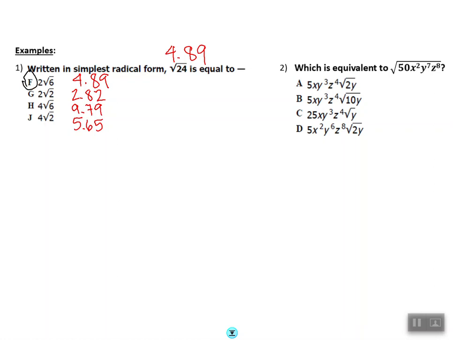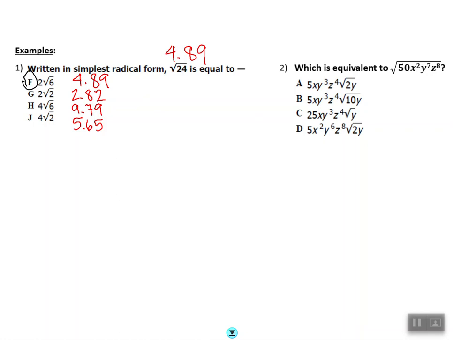Number 2 is similar. It says, which is equivalent to square root of 50 x squared y to the 7th z to the 8th. So here's where we need to assign 3, 5, and 7 to each of our variables, like we did in packet H.